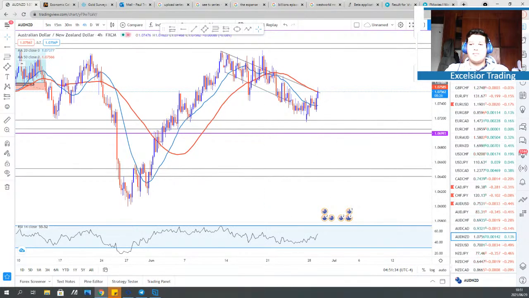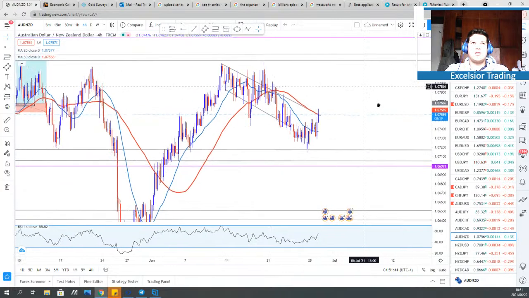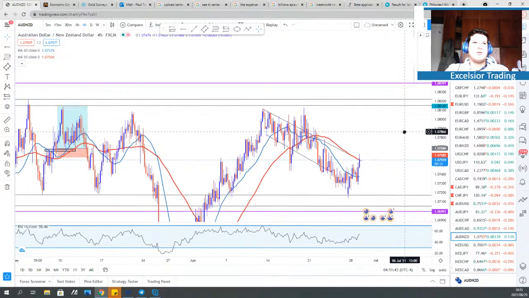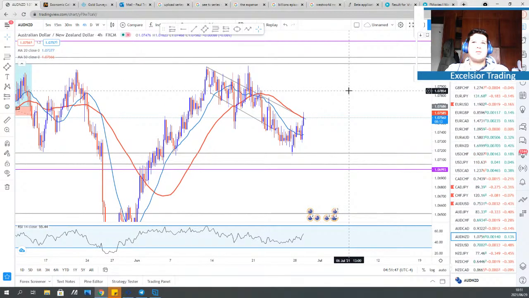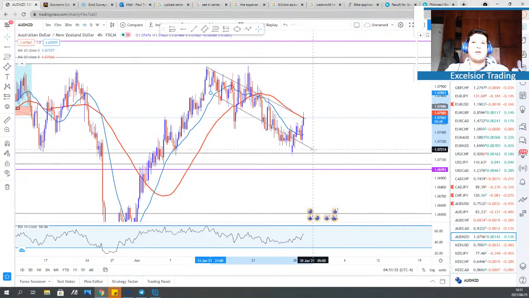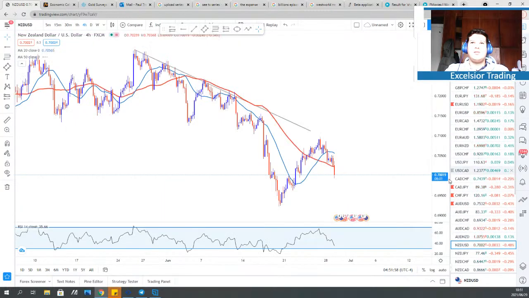Let's see. Just took out the other position I had on last week. NZD, nah, man, I don't like this. I don't even know what the hell this is. NZD USD.